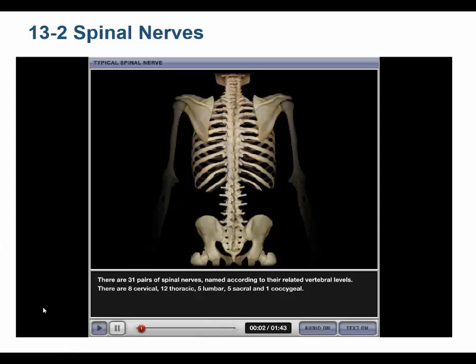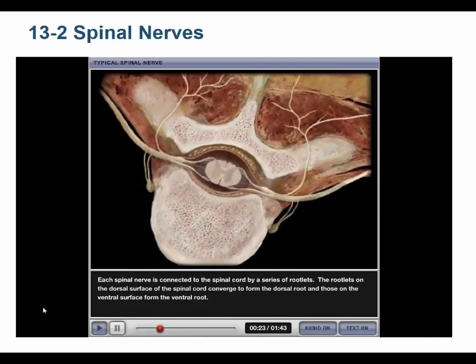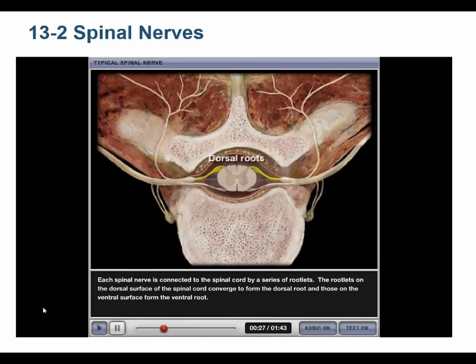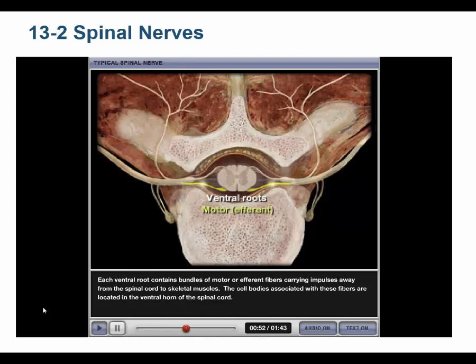There are 31 pairs of spinal nerves, named according to their related vertebral levels. There are 8 cervical, 12 thoracic, 5 lumbar, 5 sacral, and 1 coccygeal. Each spinal nerve is connected to the spinal cord by a series of rootlets. The rootlets on the dorsal surface of the spinal cord converge to form the dorsal root, and those on the ventral surface form the ventral root. A dorsal root contains bundles of nerve fibers carrying sensory or afferent information from the skin to the spinal cord. The cell bodies of these fibers are located within a swelling on the dorsal root, called the dorsal root ganglion. Each ventral root contains bundles of motor or efferent fibers, carrying impulses away from the spinal cord to the skeletal muscles. The cell bodies associated with these fibers are located in the ventral horn of the spinal cord.